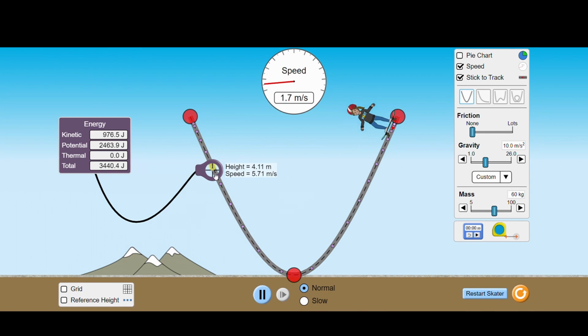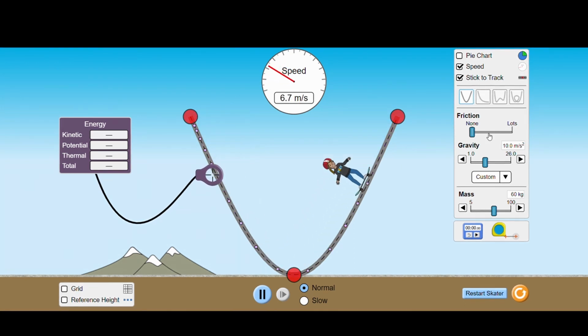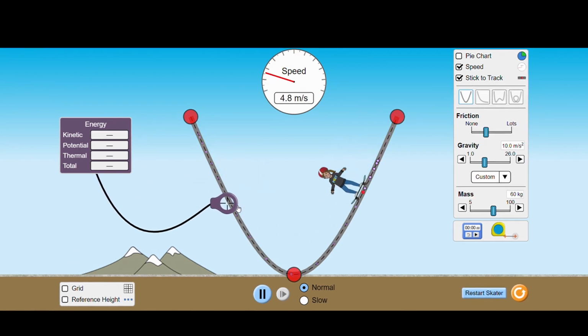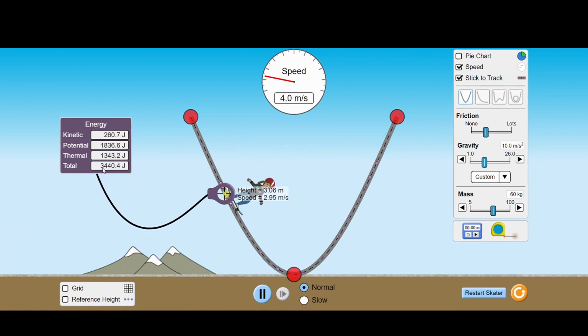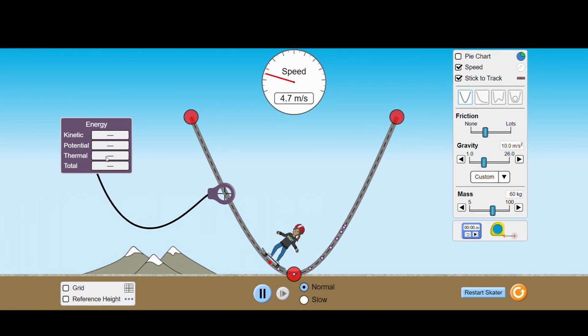And potential is roughly 2500 joules. And there is no contribution from thermal energy. Let's increase the friction and see what happens. Okay, now there is some contribution from thermal energy as well. And this energy is not a useful kind of energy in the sense that we do not really want heat to be produced while I'm skating.